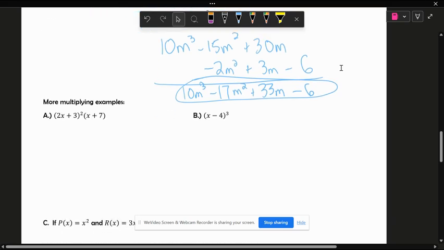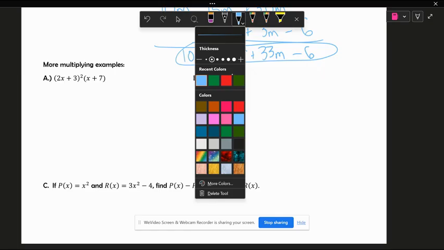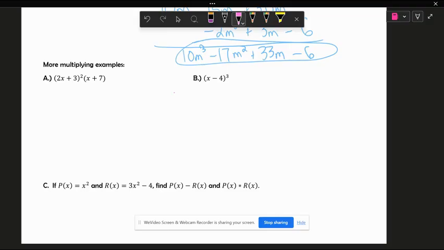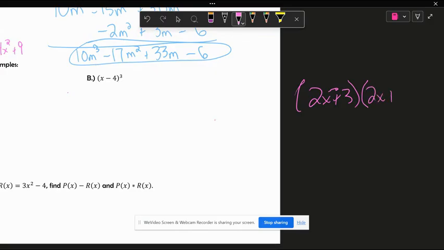All right, we got some more multiplying examples, so I want to show them off. So first off, what I have to impress upon us is that 2x plus 3 squared is not 4x squared plus 9. That is not the case. 2x plus 3 squared is 2x plus 3 times 2x plus 3. Because that's what squared means, times itself.